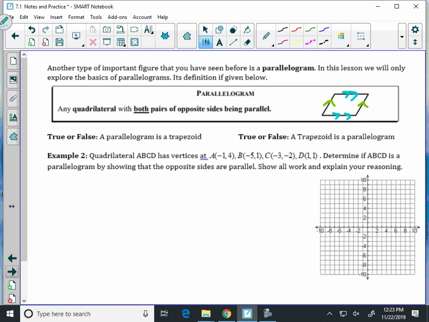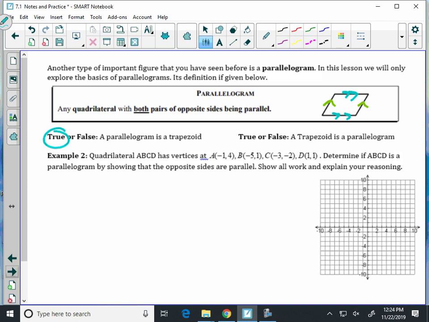True or false, a parallelogram is a trapezoid. True. Why is it true? What's the definition of a trapezoid? How many sides? At least one. But does that mean you could have more than one? Yeah, you could have 2, right? A parallelogram has at least 1. So a parallelogram is technically a trapezoid.